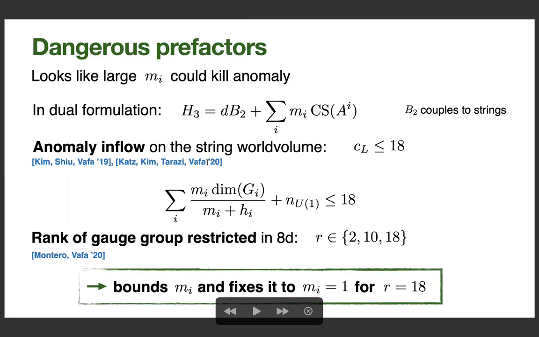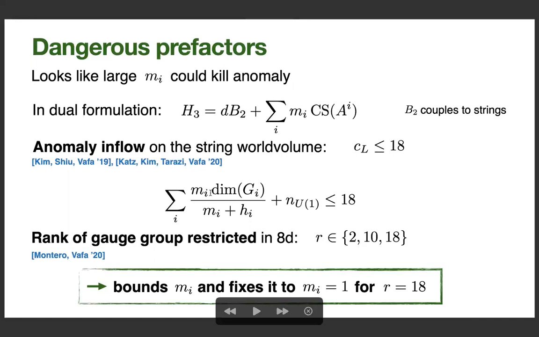And another Swampland constraint tells us, actually by Miguel and Kumrun, that in 8 dimensions there can only be rank 2, rank 10, and rank 18. And if you plug in 18, you can choose whatever gauge algebra you like of rank 18. You will find that this is always equal to 18 only for m_i equals 1. So for the rank 18 case of the gauge group, this, yes. That's true for ADE algebras only.